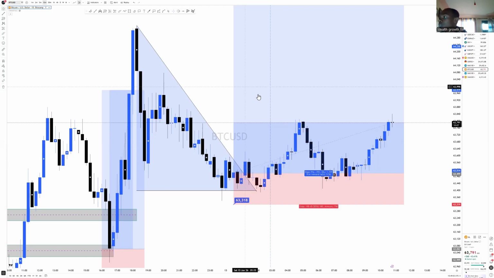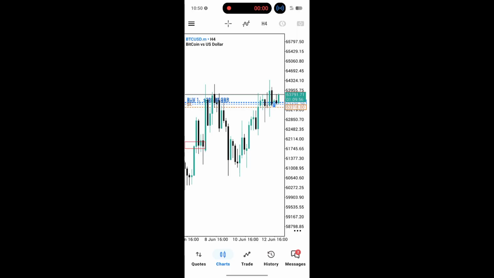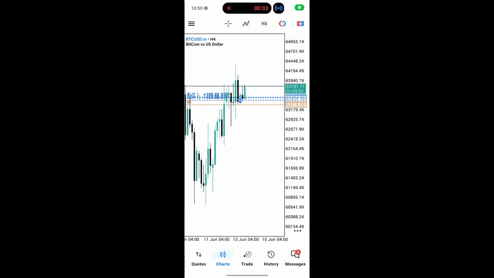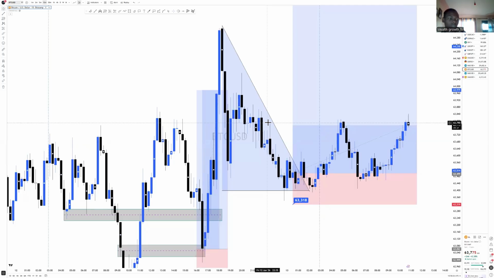So currently I'm on BTC, and this is the profit that I'm earning. In the current market condition, we are in profit. Right now we are earning around 2,780 GBP, that is it. And the trade that we took was a good trade.